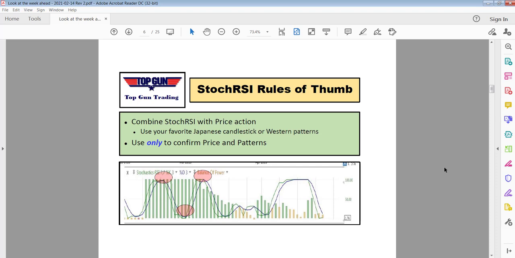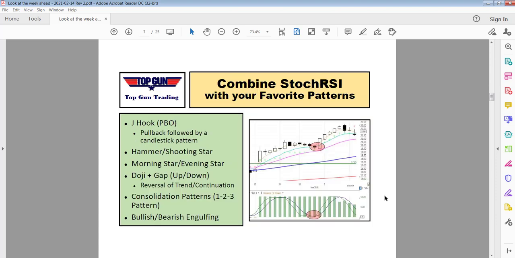All right. I combine stochastic RSI with the price action. I use my favorite Japanese candlesticks or Western patterns, and I use them only, and I emphasize the word only, to confirm price and patterns. So price is king. The crossover at the top and the crossover at the bottom are the most ideal. You get some crossovers in the intermediate stages, but they don't necessarily mean as much.